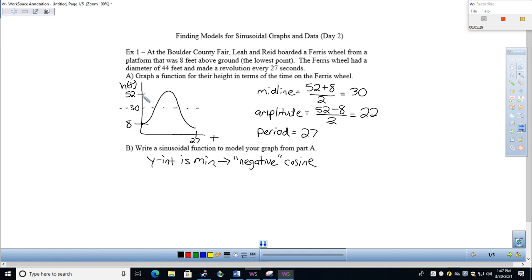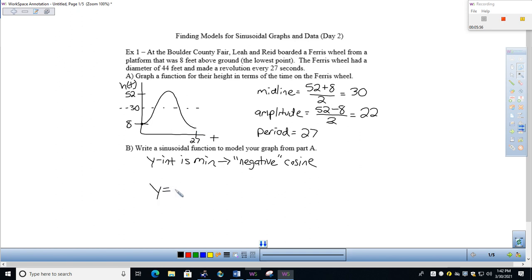Again, because normal cosine would start at the maximum of the cycle. Normal cosine would look like that, if you can see my pen there. In this case, to get that to match this, we have to flip it. All right, so let's go ahead and write it.